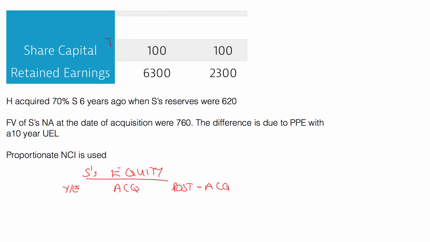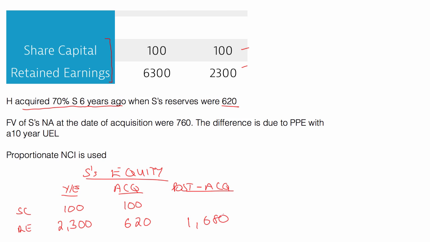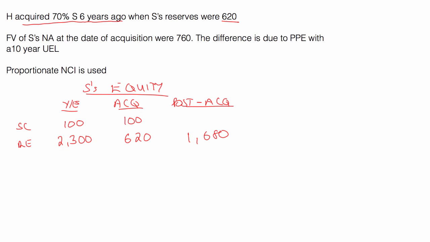Whatever's in S's equity, in my simple question so far, we put in here. But in my simple question so far, just share capital, just retained earnings. These are S's figures. 100 and 2,300. We then always presume the acquisition was the same. Then we need to go looking for what was S's reserves at acquisition. H acquired 70% of S 6 years ago. That's at acquisition when they were 620. So if they were 2,300 now, take off the 620, what it was when I bought it, gives me post-acquisition of 1680. That comes to 720.